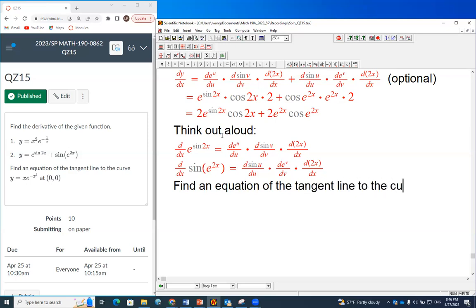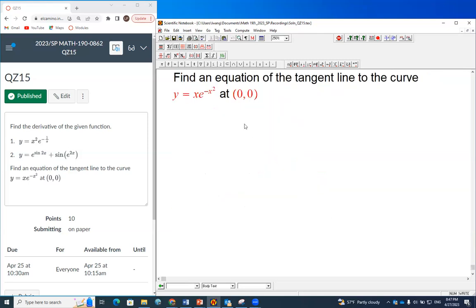The last question on this quiz is: find an equation of the tangent line to the curve. Okay, the curve is y equals x times e to the power of negative x squared at the point (0, 0). And this point obviously is on the curve, right? If you plug in x equals 0, you're going to get y equals 0.